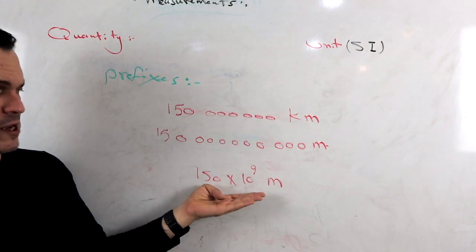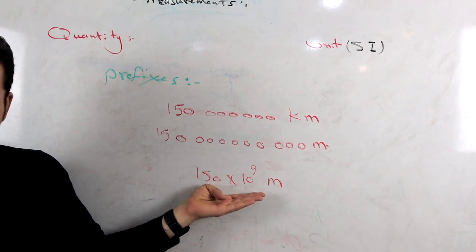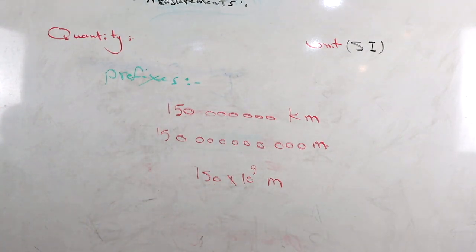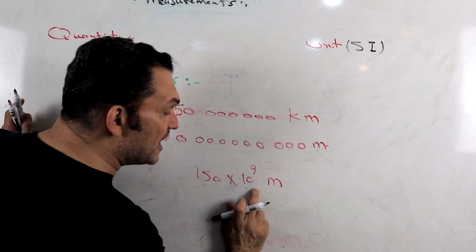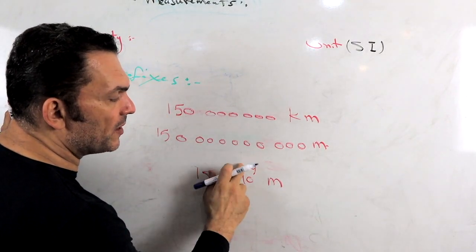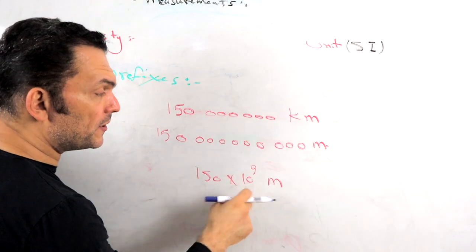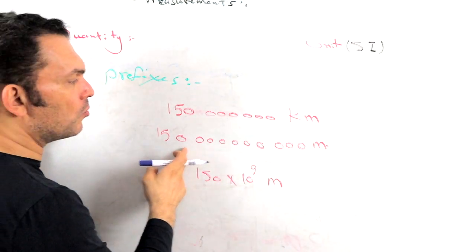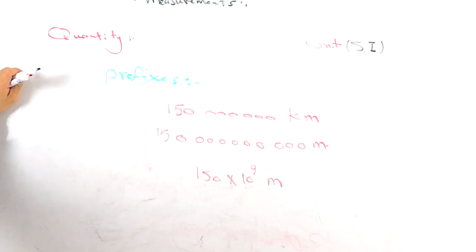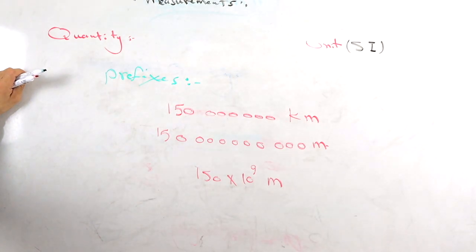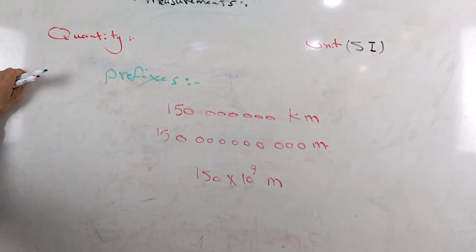I hope it's clear, because suddenly I find there is no marker working with me right now. But anyway, it's 150 times 10 power 9 meters. This is a perfect way to express all this number without making any mistake, if you forgot a zero, if you decreased 1 zero, or if you increased 1 zero. Right? This is what's meant.